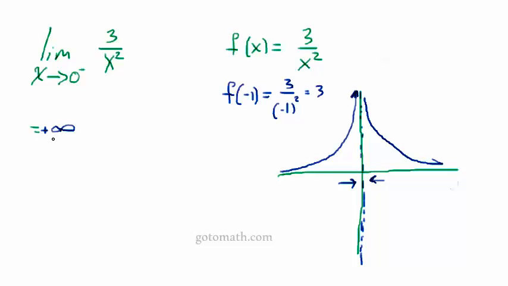Now remember what this is. We're asking what the behavior of the graph looks like as we get closer and closer to 0 coming in from the left-hand side, and that's what this tells us. This tells us the behavior of the graph. Okay, let's keep that in mind.